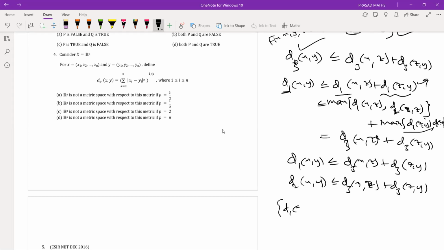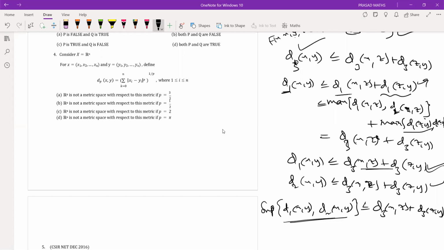So you consider this set. This set is bounded above by this member. Yes or no? This is an upper bound for this set. Understand? d3 of x comma z plus d3 of z comma y is an upper bound for this set. Therefore, the supremum of the set, which is the least upper bound, is always less than or equal to this. Supremum is nothing but a maximum because it's a finite set. Finite set attains bounds, already told you. Therefore, maximum of this is less than or equal to this. What is maximum? d3 of x comma y. Therefore, d3 of x comma y is less than or equal to d3 of x comma z plus d3 of z comma y. Therefore, d3 satisfies triangle inequality. Hence, it is a metric.